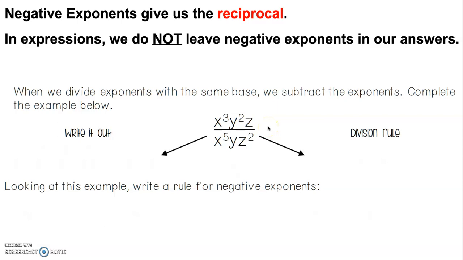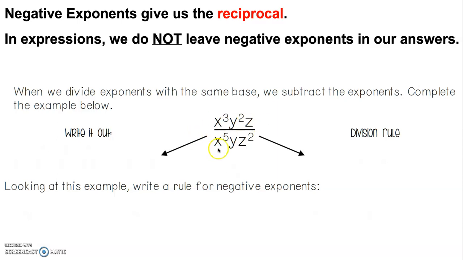Hopefully you guys are seeing that pattern in the previous page where we looked at negative exponents giving us the reciprocal. So if we have something raised to the negative squared power, what that would look like is 1 over that something squared. And so it really is just the flip of whatever that term is with that negative exponent. But in expressions, we don't want to leave the negative exponents in our answers.